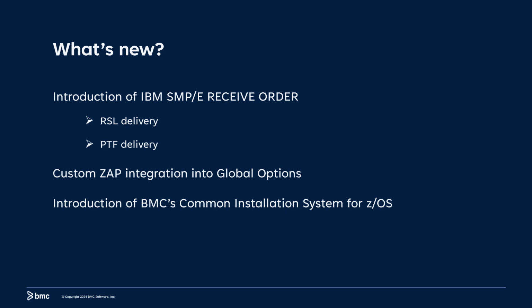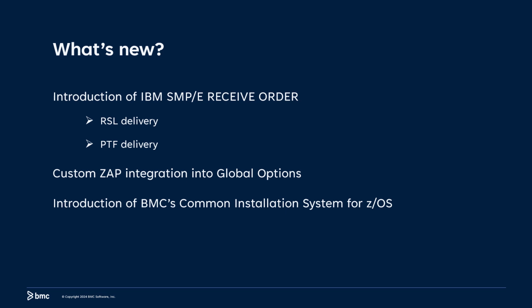global options panels. You can read more about how to obtain and apply maintenance via IBM SMPE Receive Order, as well as how to enable or disable custom ZAPs from previous product versions, in the Frequently Asked Questions document published with this video, or on docs.bmc.com.